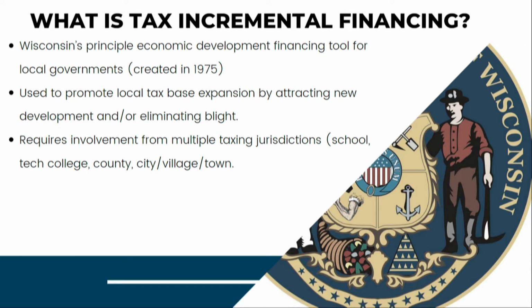It requires involvement from multiple taxing jurisdictions. That includes, of course, the municipality, which would be the city, village, or town. There are a few towns that are allowed to create TIDs, not a ton at this point. That is being talked about in legislation right now. And of course, cities and villages are able to. In addition to the municipalities, the school district, the technical college, and the county are also involved. And then there's also a community member representative, which is our joint review board.